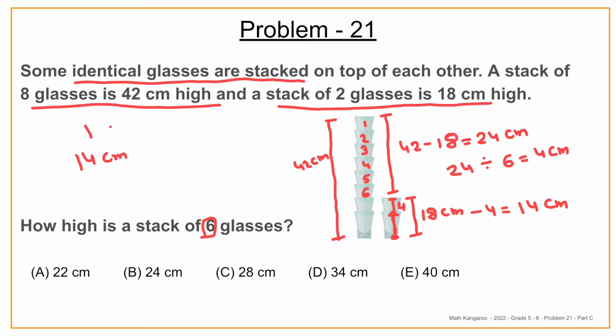That is first. Now we have to determine the height of the 5 glasses. So we have 5 times 4 centimeter, this gives us 20. So 20 plus 14 gives us 34 centimeter. So our answer is option D, 34 centimeter.